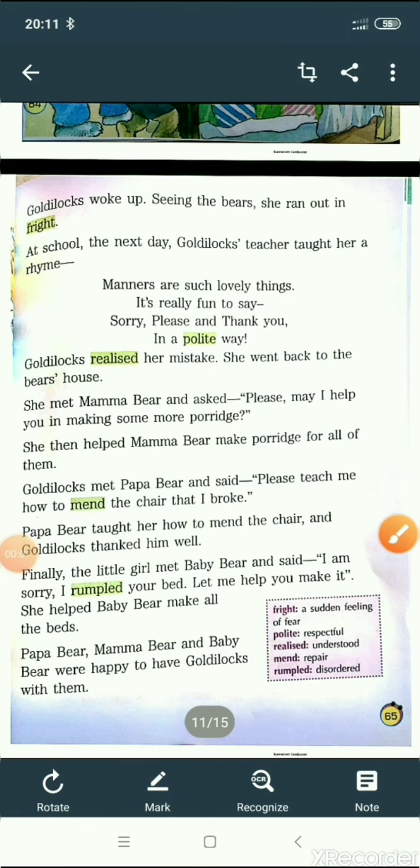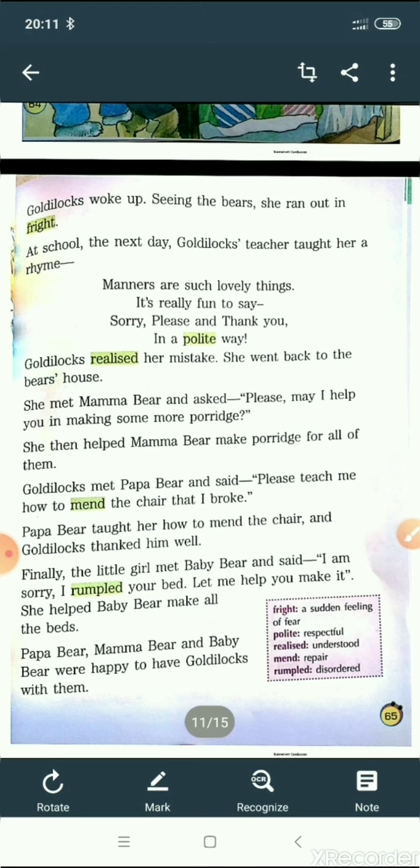And then Goldilocks met Papa Bear, and she requested Papa Bear to teach her how to mend the chair which she broke. She wanted to repair that broken chair, and so Papa Bear taught her how to repair the broken chair, and she thanked Papa Bear for this.